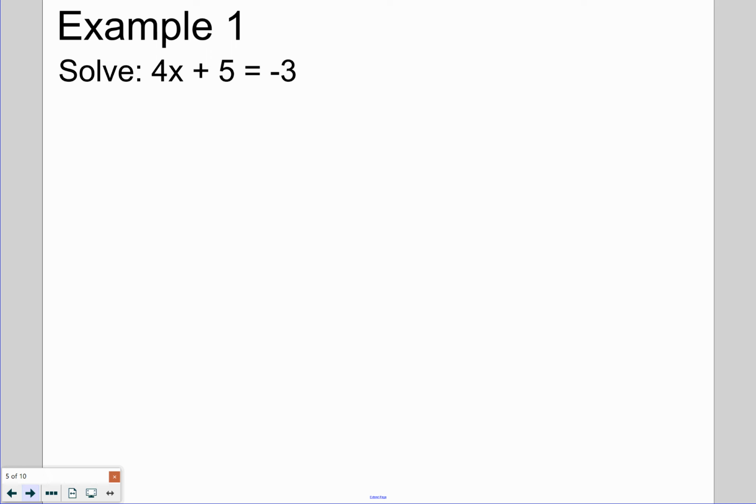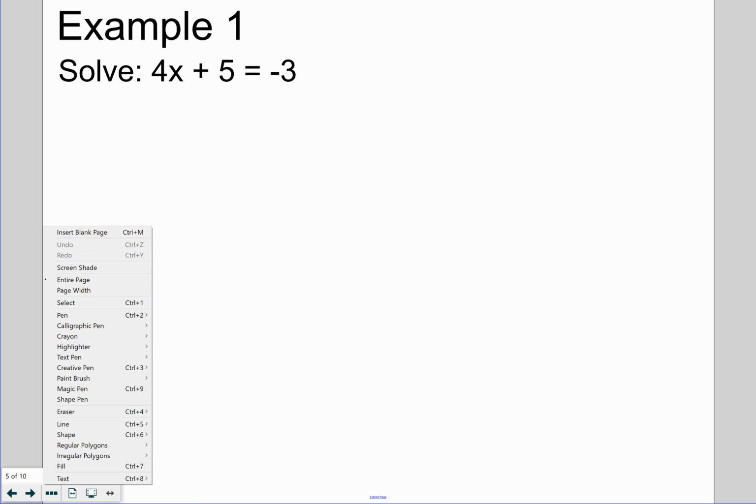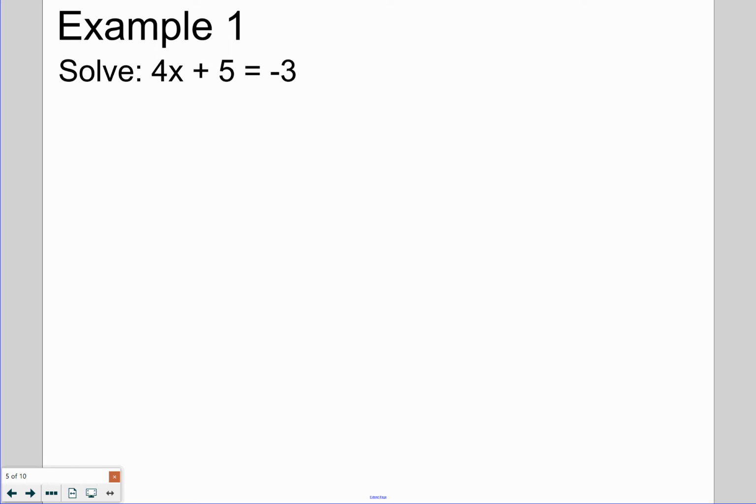Dominic, please read this one for us. Excellent, thank you. So when I look at that, I see 4x is on the left side of the equal sign. Most students like to put the variable on the left, so when it's already there, great. It doesn't matter if you want to put it on the right, but I'm going to leave that 4x alone. What is the operation that's going on with 4 and x?